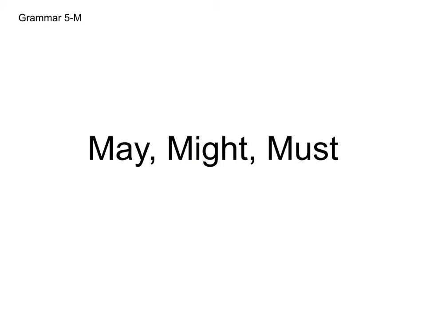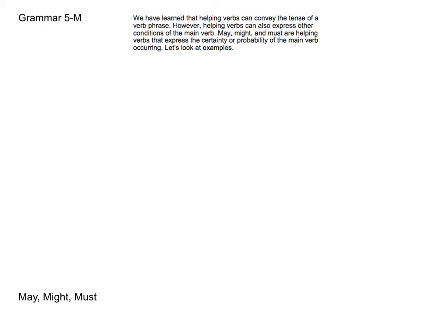Before we look at more examples, I'm also going to introduce may, might, must. We've already learned a lot about helping verbs, having learned a lot about progressive and perfect and future tense. But today and in the next few booklets, we're going to learn about helping verbs that can help express other conditions of the main verb. Once again, we have learned that helping verbs can convey the tense of a verb phrase, like will leave, and that is future tense. But now we are learning about helping verbs that can express other conditions of that main verb.